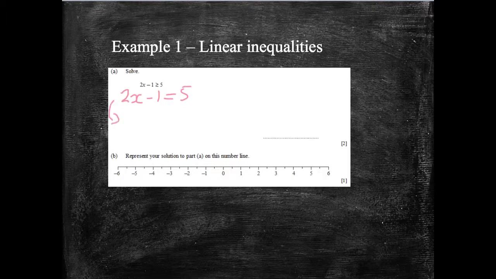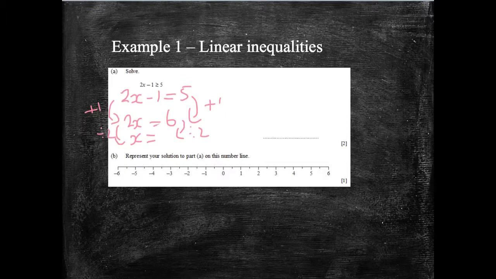In terms of solving this, we do it in the normal way. I always use arrows to show what I'm doing, keeping the same function on both sides. I'm adding 1 to both sides here. So add 1, I get 2x equals 6. Divide both sides by 2. And divide by 2, x equals 6. Now, that's fine, except for the fact that not 6, 3.